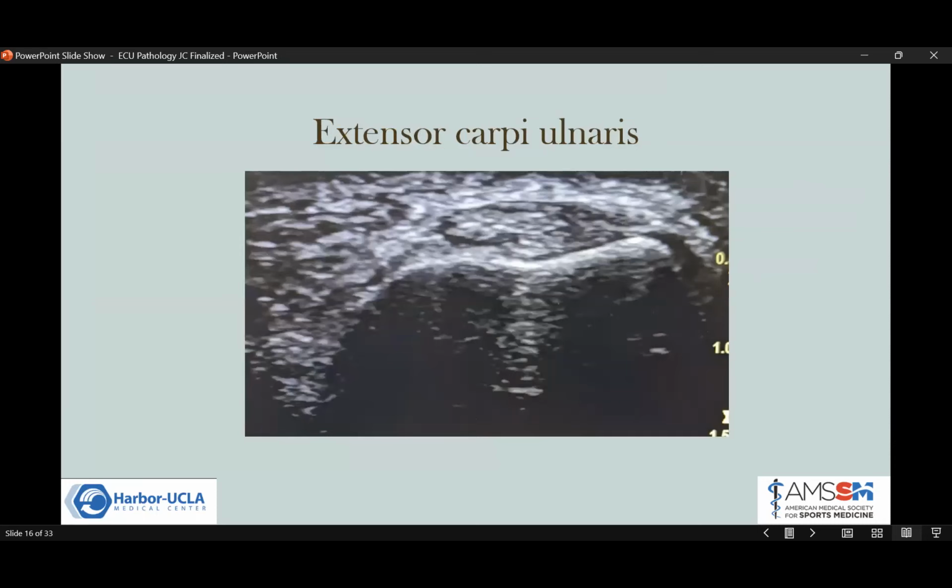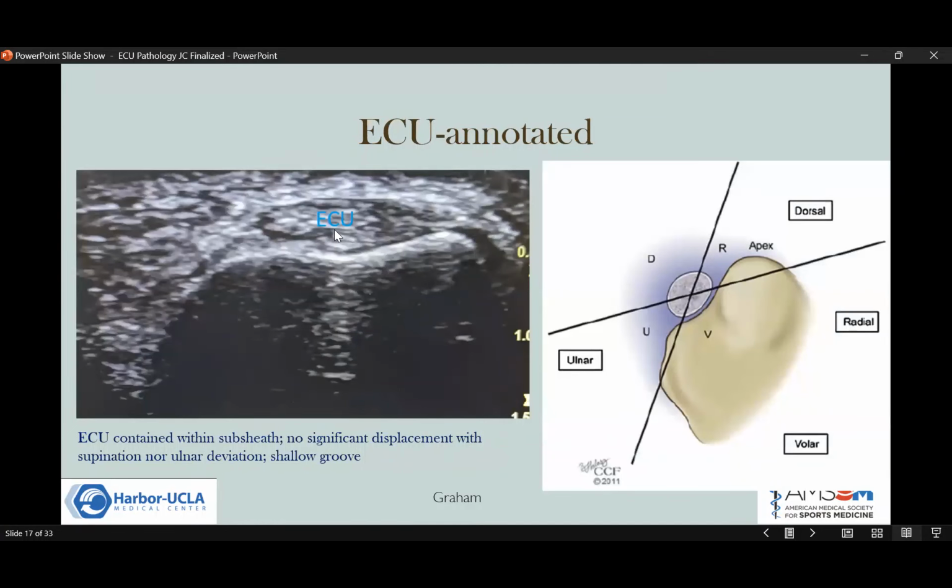What I have here is a transverse cross-axis view of the Extensor Carpi Ulnaris proximal to the ulnar styloid. No visible tear to the region. The ECU tendon is contained beneath the subsheath. There's no significant displacement with supination or ulnar deviation. What I did have to note is that there's a shallow groove for this tendon in this patient.